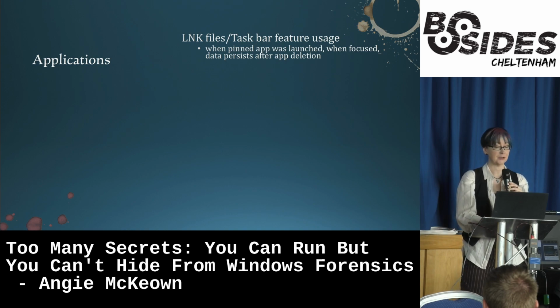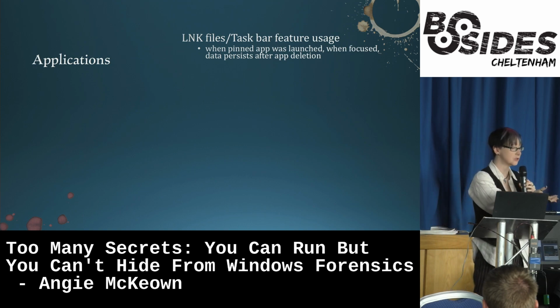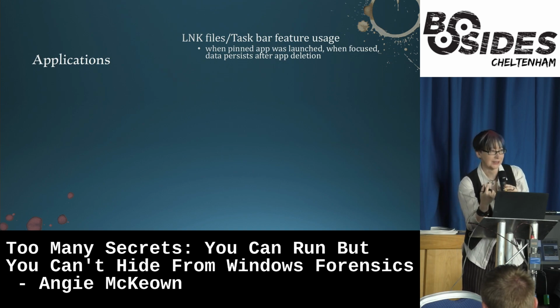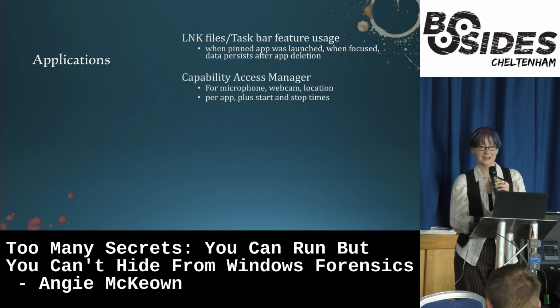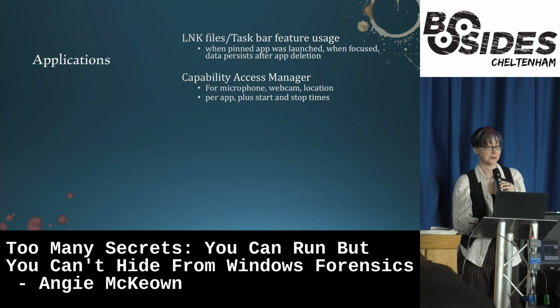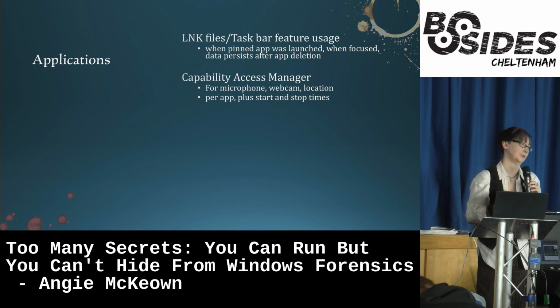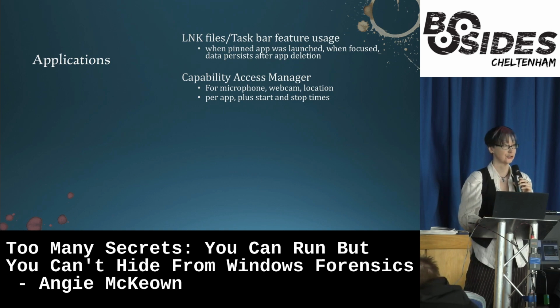And there's other records specific to the taskbar that include whether the app is in focus on the screen or not. So that helps to corroborate things like whether it was running in the background or whether you were really looking at it. We also have Capability Access Manager for those times when the system pops up and asks you, do you want to let this app access your microphone or your webcam or your location? And that doesn't just store whether you've given the app permission, it also includes the start and stop times for those services.